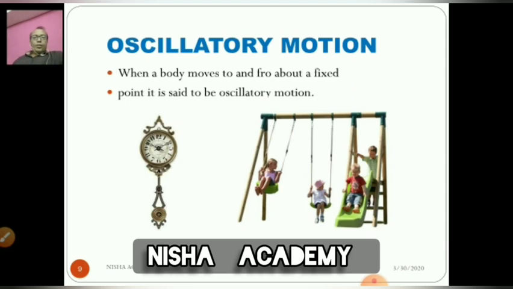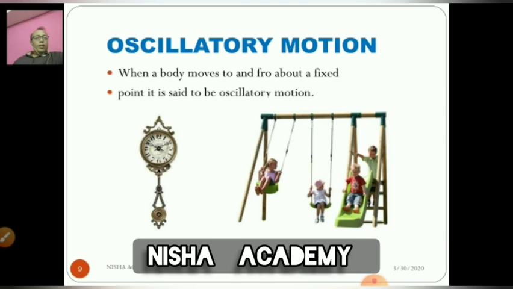Another type of motion is oscillatory motion. Consider the pendulum of a clock. Try to observe the pendulum of the clock and its motion. It is making a to and fro motion. Similarly, another figure is a simple swing, which all of you enjoyed in your childhood.